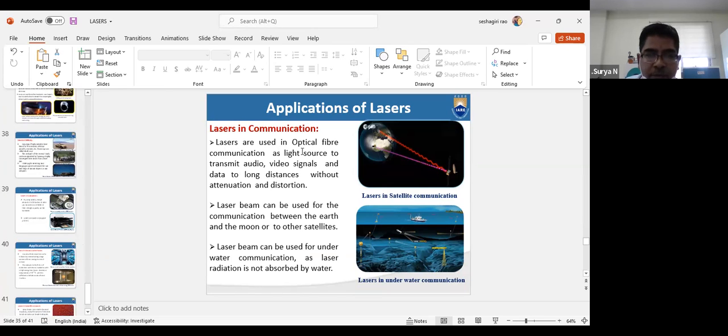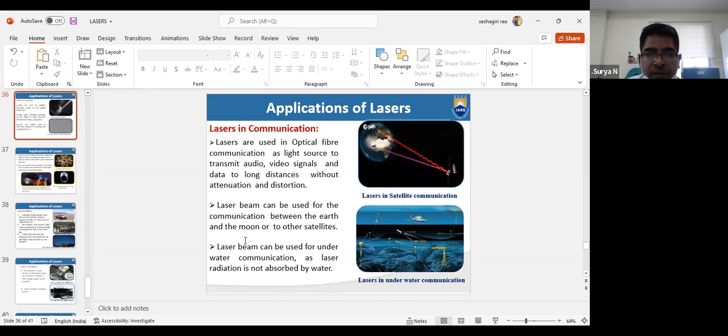Lasers are used in optical fiber communications as a light source to transmit audio, video signals and data over long distances without attenuation and distortion. Laser beams can be used for communication between the earth and the moon or other satellites. Laser beams can also be used for underwater communication as laser radiation is not absorbed by water.